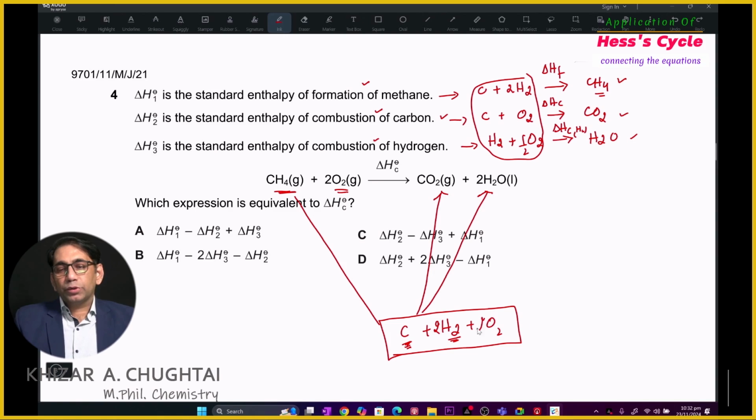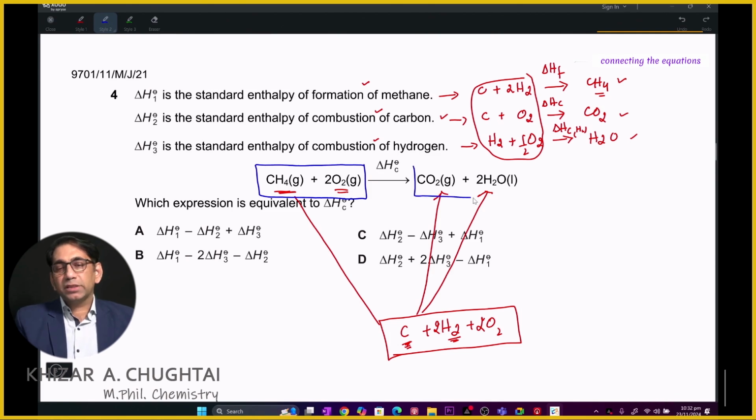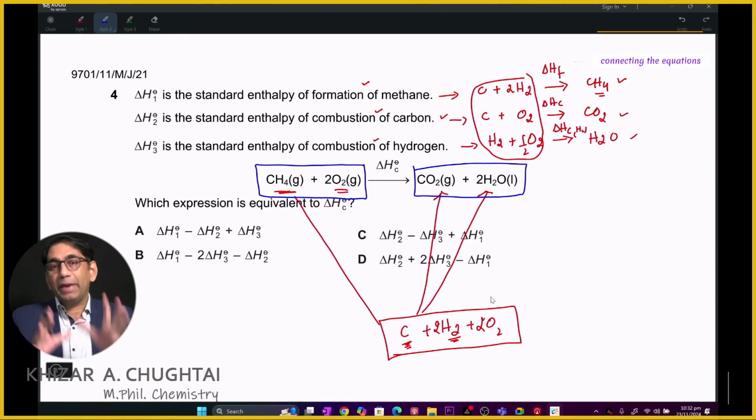I'm going to put 2 over here, and that's all. So all routes are balanced. For example, I'm going to mark the different portions: the reactant portion, the product portion, and the element portion. So all these portions should be balanced.